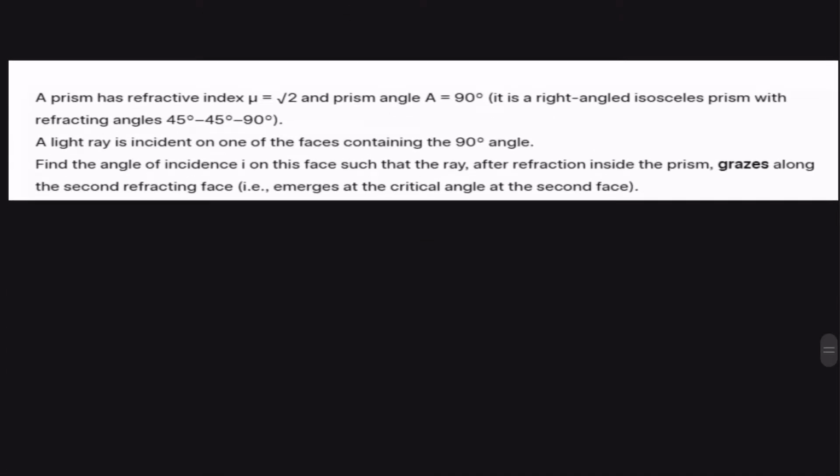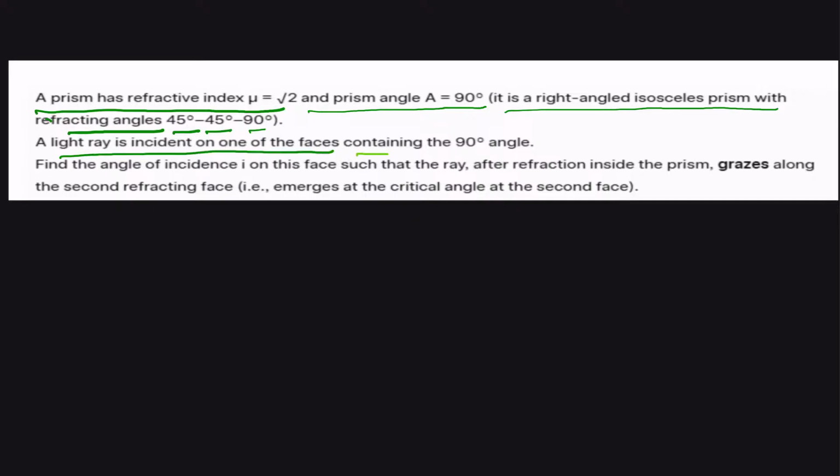It is asked that a prism has a refractive index mu equal to square root of 2, and prism angle A is 90. It is a right angle isosceles prism with angles 45, 45, 90. A light ray is incident on one of the faces containing the 90 degree angle. Find the angle of incidence I on this face such that the ray grazes along the second refracting surface.